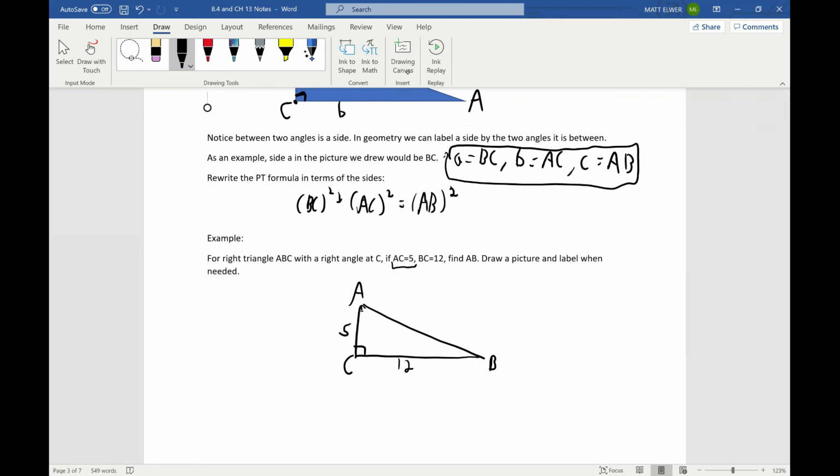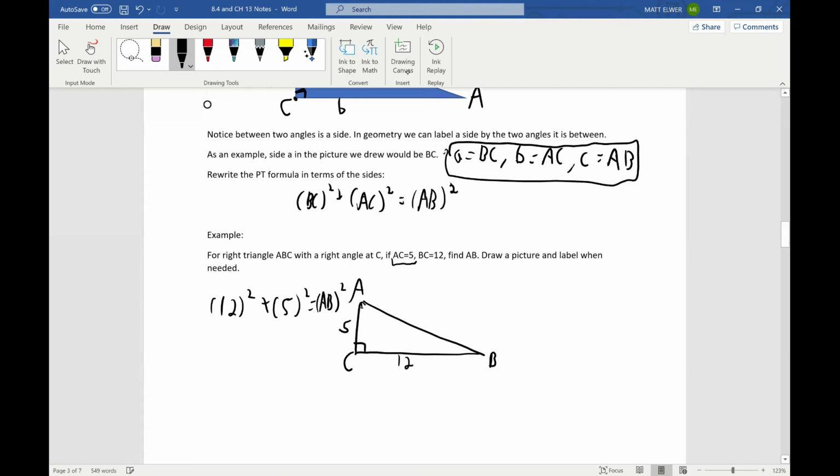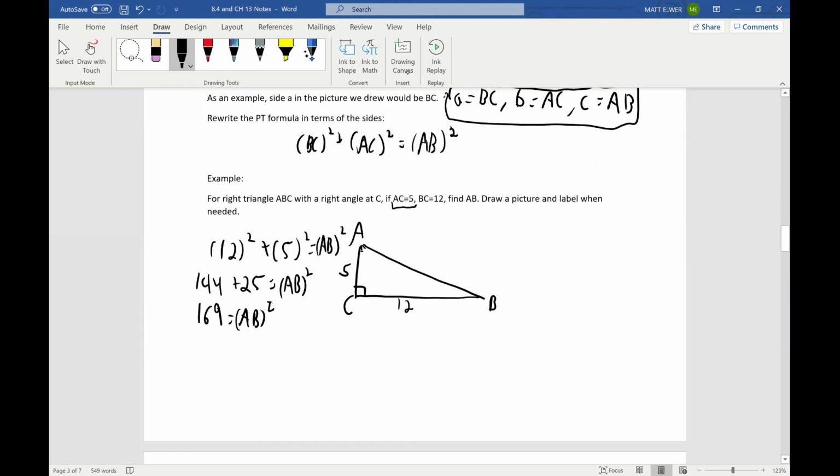So we know that BC is equal to 12, so 12 squared plus 5 squared is equal to AB squared, right? So that's just from our Pythagorean theorem. And then we can start solving this. So 12 squared is 144. 5 squared is 25. And then AB squared is still just AB squared. So on the left side, that equals 169 is equal to AB squared. We'll take the square root on both sides. So we get 13 is equal to AB. So the square root of 169 is 13.